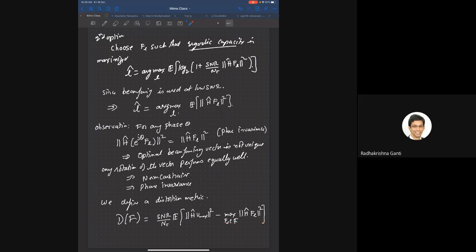What is the difference between these both? This is always a non-negative quantity, that you can observe, no? Because Vmax by definition is the most optimal thing. Actually, why can't it be negative? It can be negative. No, it can't be negative. Okay, so this is always a non-negative quantity. Why don't you prove this?